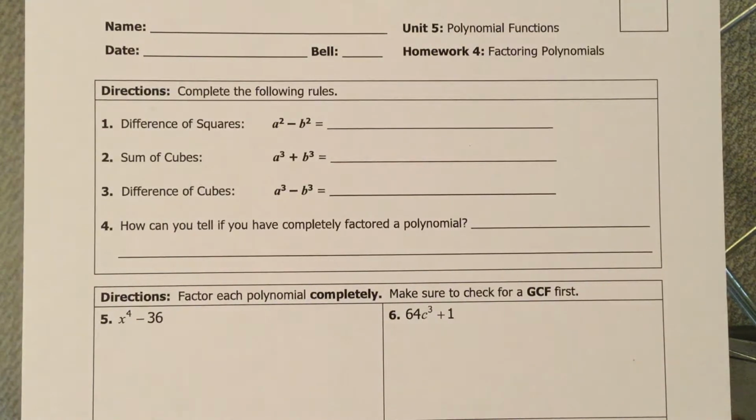Homework 4 is on factoring polynomials. So we have a bunch of different rules. You guys are going to be paying attention to how many terms there are. Is it 2 or 3 or 4? Is there a GCF? You should always be looking for a GCF as your very first step.